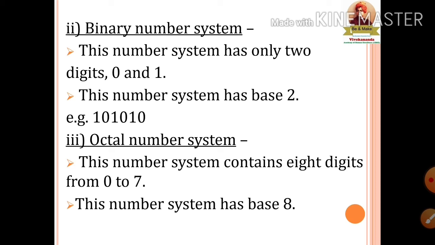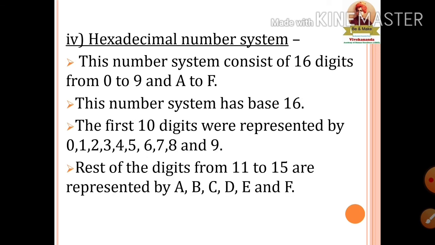The third is the octal number system. The number system which contains 8 digits. Octal means 8. Okay. 8 digits from 0 to 7 are considered as an octal number system, and the base of this number system is 8. The fourth subtype of positional number system is the hexadecimal number system. Now this number system consists of 16 digits which range from 0 to 9 and A to F. What is meant by this A to F, we are going to learn over here. The base of the number system is 16 as it is hexadecimal.